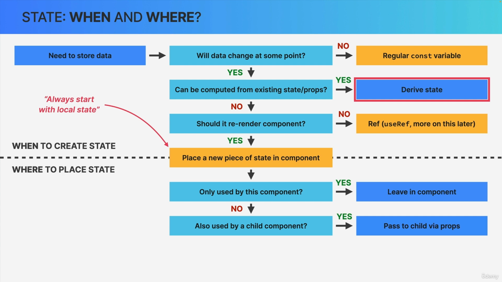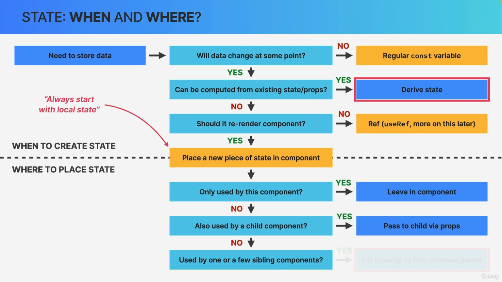So easy enough, right? Now, if the state variable is also necessary for one or a few sibling components, or even for a parent component of your current component, it's time to move that state to the first common parent component. And in React, this is what we call lifting state up. And this is another one of those super important topics, which we will actually start using in practice in the next video.